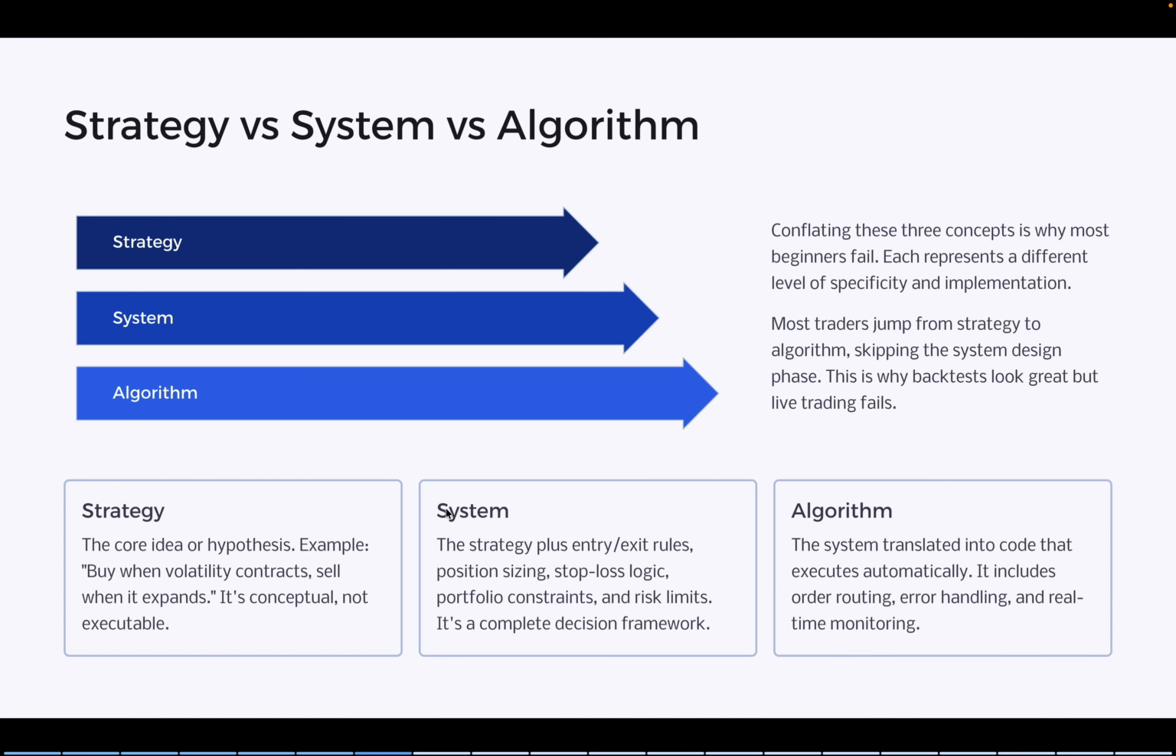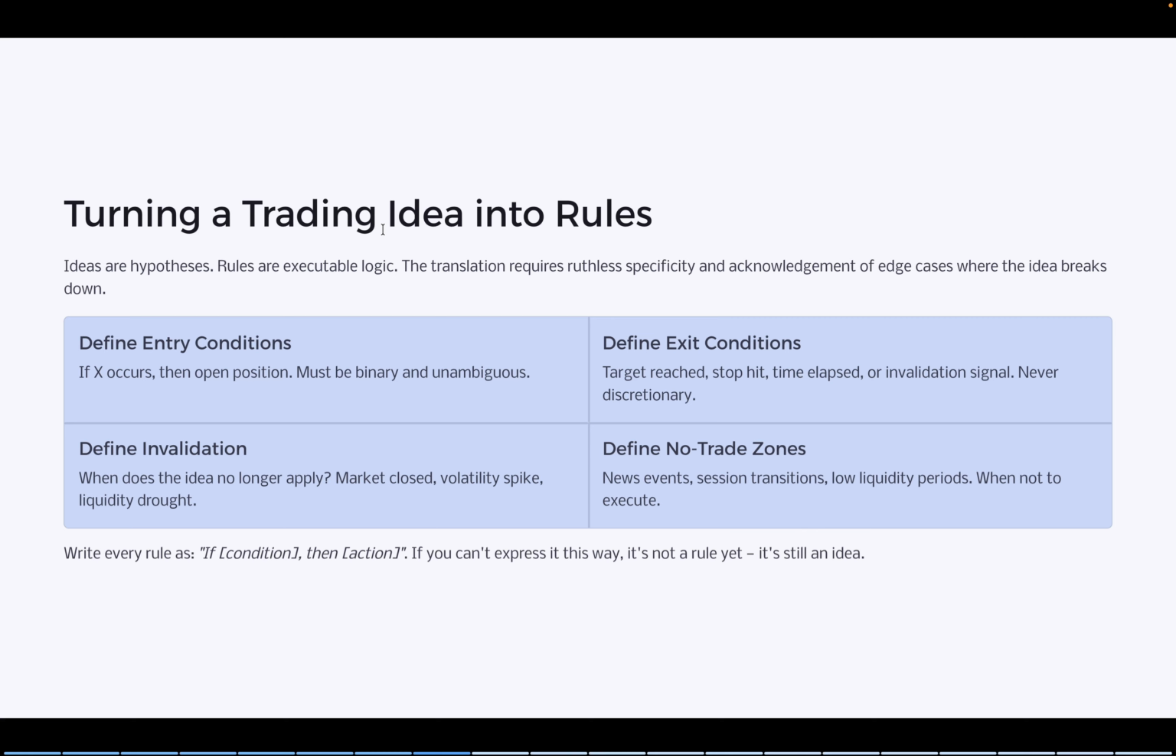So you need to have a system in place, not just the strategy. You need to see that if I'm using the strategy, will it be affected by slippage? Will it be affected by the fees? How will the fees work out? How would the stop loss logic work out, right? And all those things. So you need to have a system, and then you combine these two things and make an algorithm. So, turning a trading idea into rules. Ideas are just hypotheses, rules are executable logic.